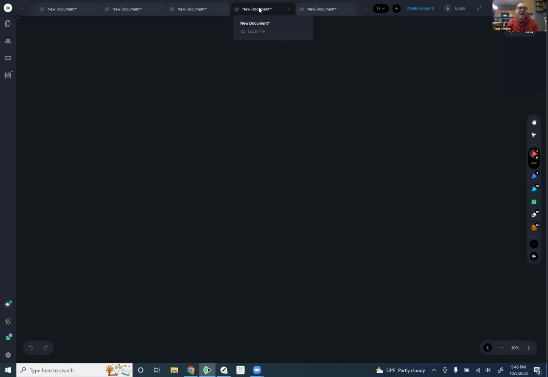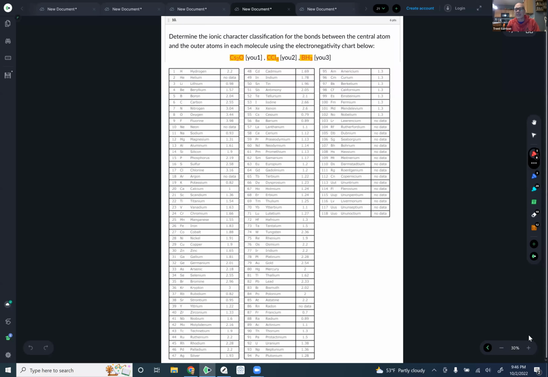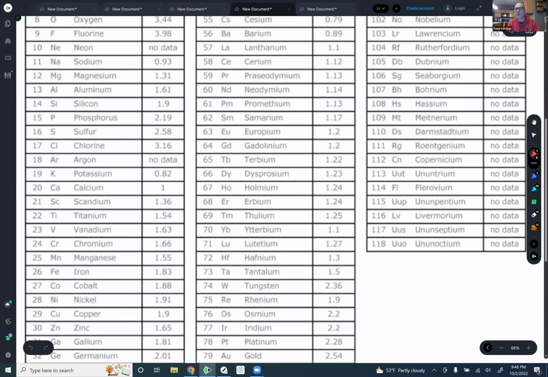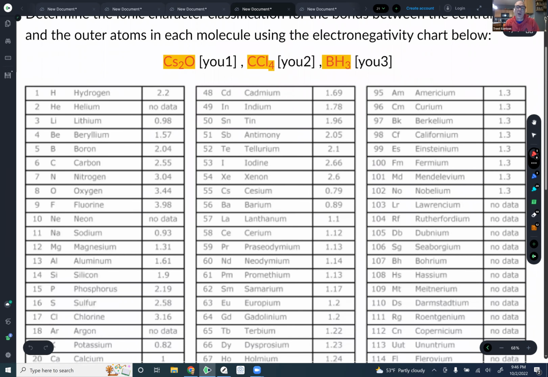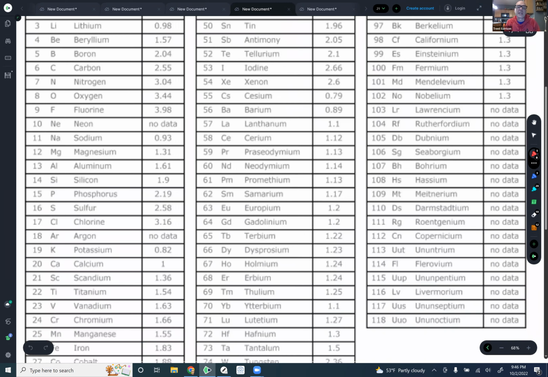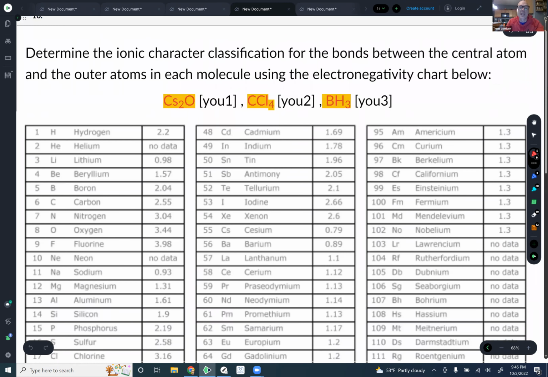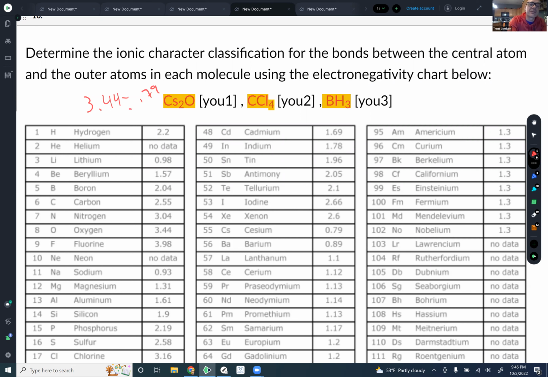Okay, number 10. This one we had to actually use the chart to figure out what the different types of bonds were. So we'd have cesium, oh my gosh, 56, I believe, 55, and it has a 0.79, and oxygen has a 3.44. So after we subtract those two values from one another, 3.44 minus 0.79, we get 2.65. Well, the cutoff is somewhere right around 2. So that means that this one is really, really ionic. That means that this one is really, really polar.